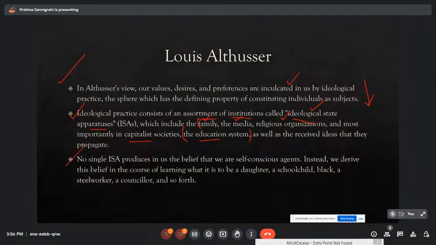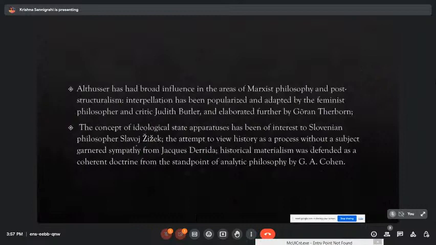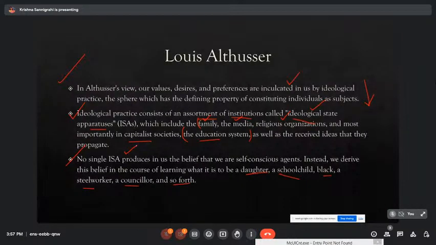No single ISA, referring to the ideological state apparatus, produces in us the belief that we are self-conscious agents. Instead, we derive this belief in the course of learning what it is to be a daughter, a school child, a black, a steel worker, a counselor, and so forth. So slowly, in the course of learning, an individual understands what it is to be a daughter, a school child, a steel worker, a counselor, a doctor, a female person working in a corporate world. These things are created over a period of time.